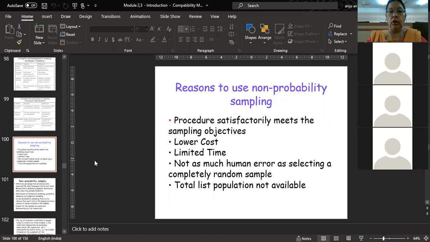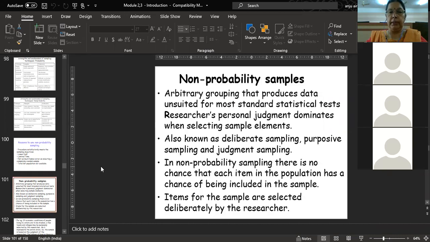So when are non-probability sampling techniques used? They are used when the researcher has very little time, when he has a very low budget for doing the research, when he feels that if he uses random sampling, errors or mistakes can happen, and when he does not have a complete list of the population. Then he will use non-probability sampling technique. So these are the reasons when the researcher will go for non-probability sampling technique.